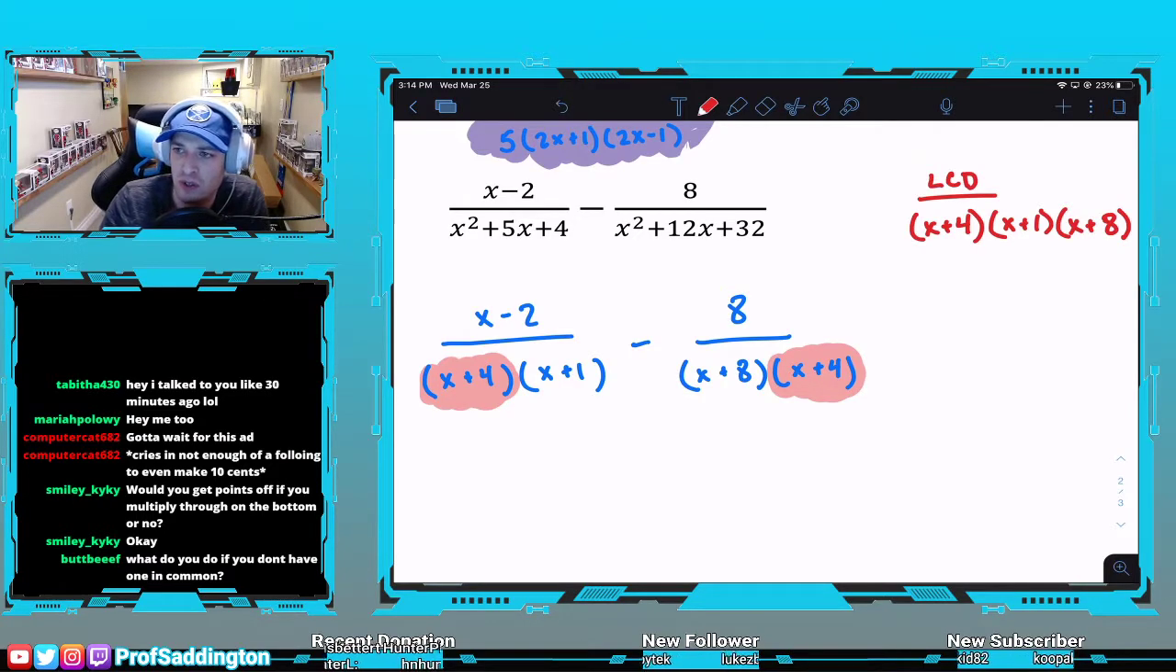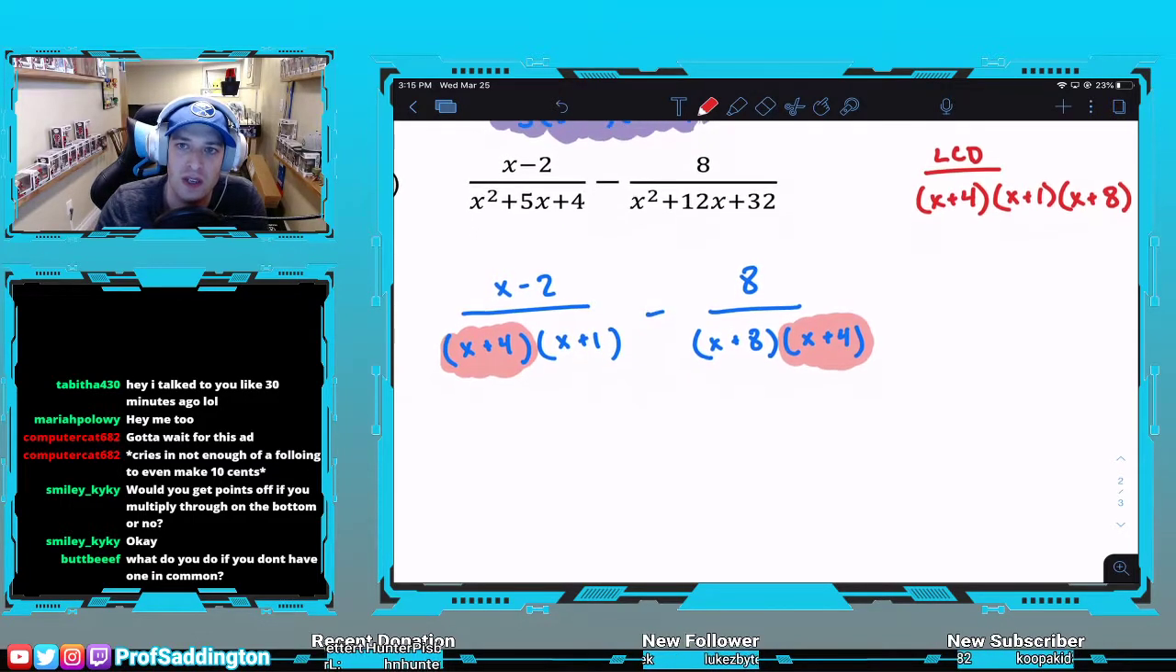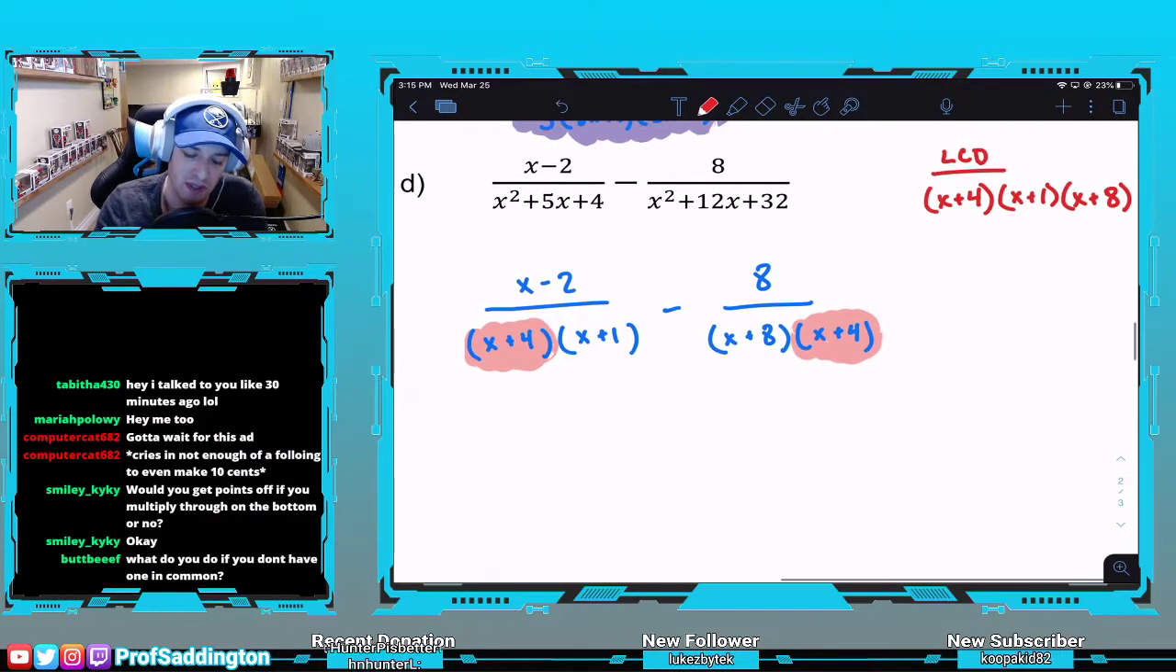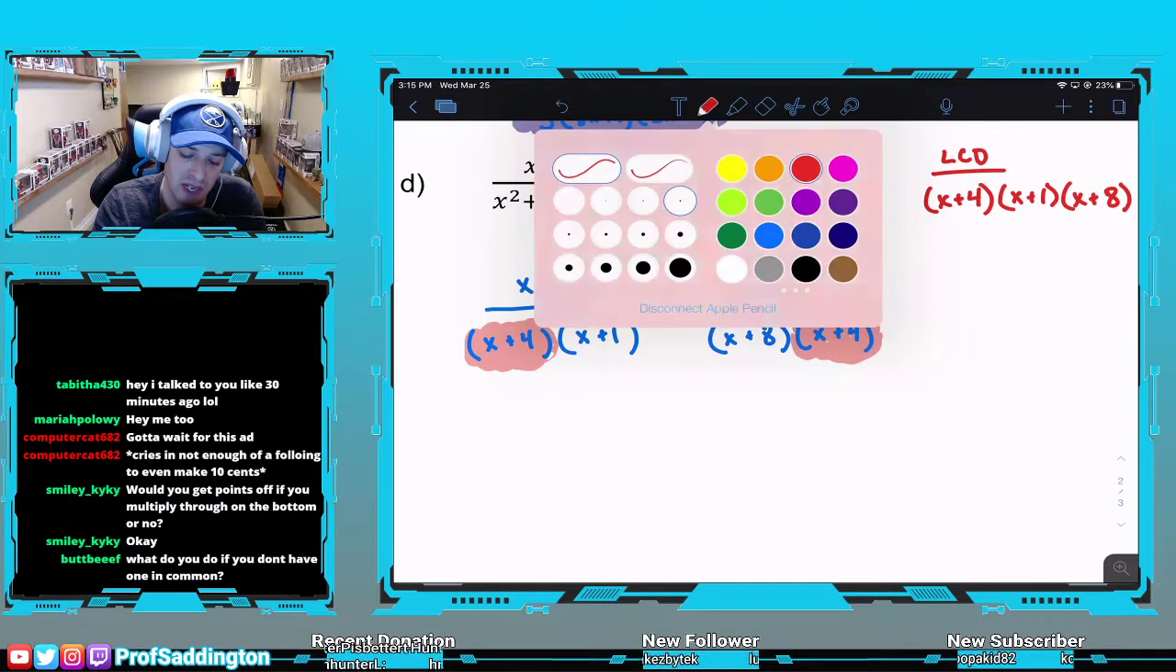What do you do if you don't have one in common? If you don't have one in common, Liv, you just write down everything that you have. And you know what? The very last one, I'll do the starting steps for the last one to show you exactly that. So now that we have those three, I'm just going to have to add that in.